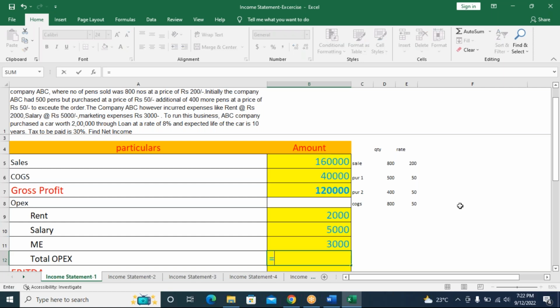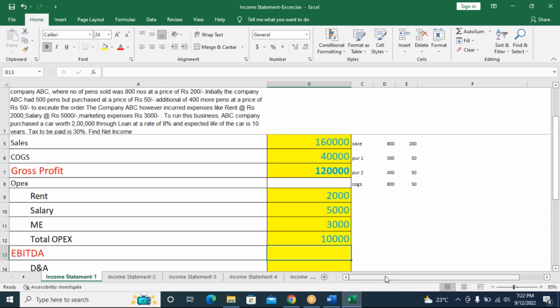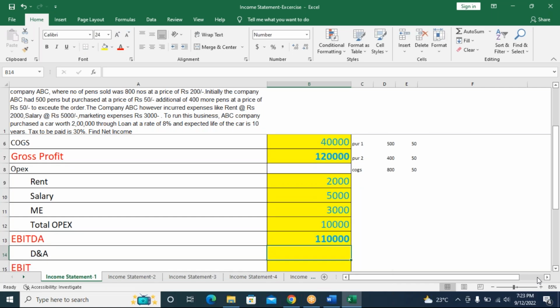So is equal to sum, open the parenthesis and select these three: rent, salary and marketing expenses. So it is 10,000. Now in order to calculate my EBITDA, tell me girls, just now I have explained to you. To calculate EBITDA, it is gross profit minus total OPEX. So 1,10,000 rupees is my EBITDA.